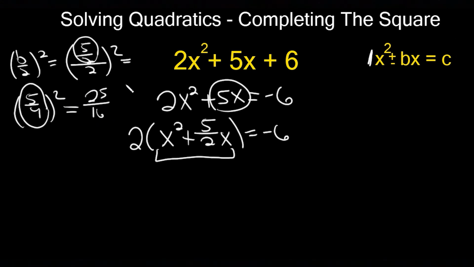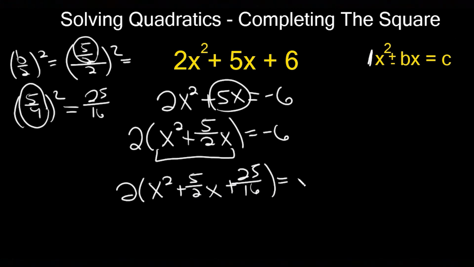So I have to add 25 over 16 on both sides. So I'm going to go ahead and do that. So I have 2 and then times x squared plus 5 over 2x and then plus 25 all over 16 equal to -6.